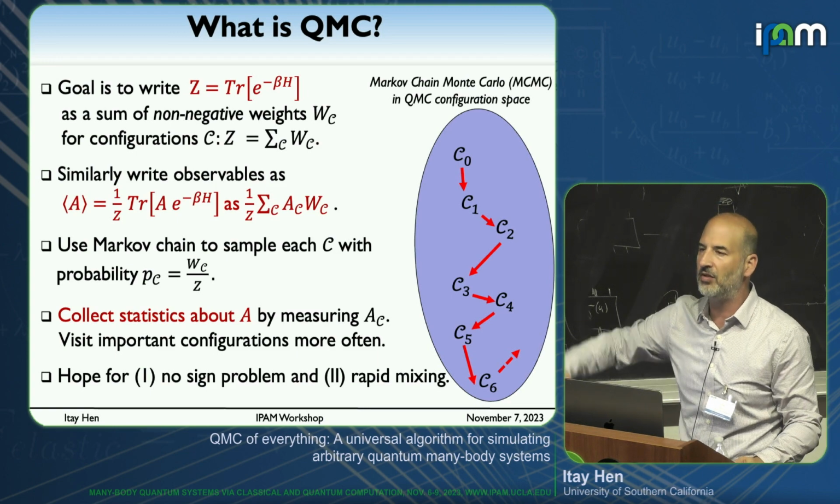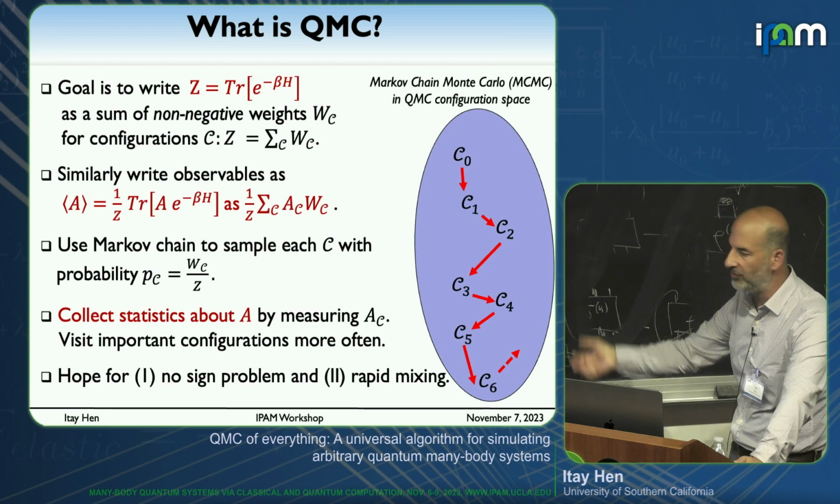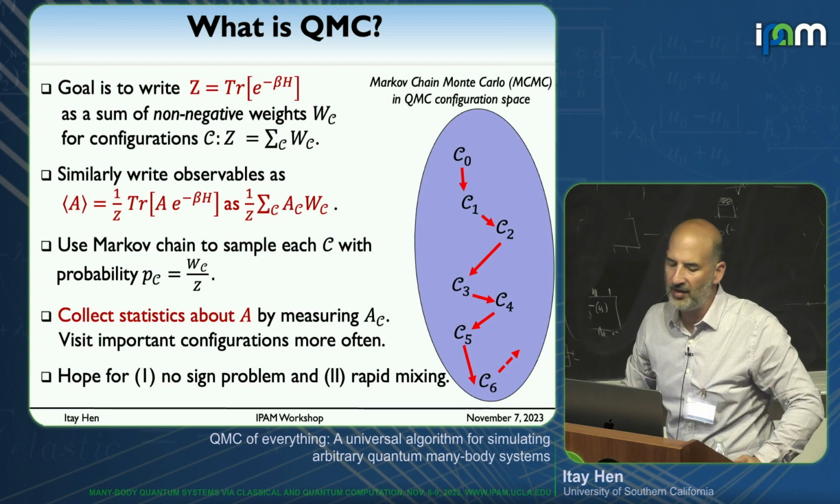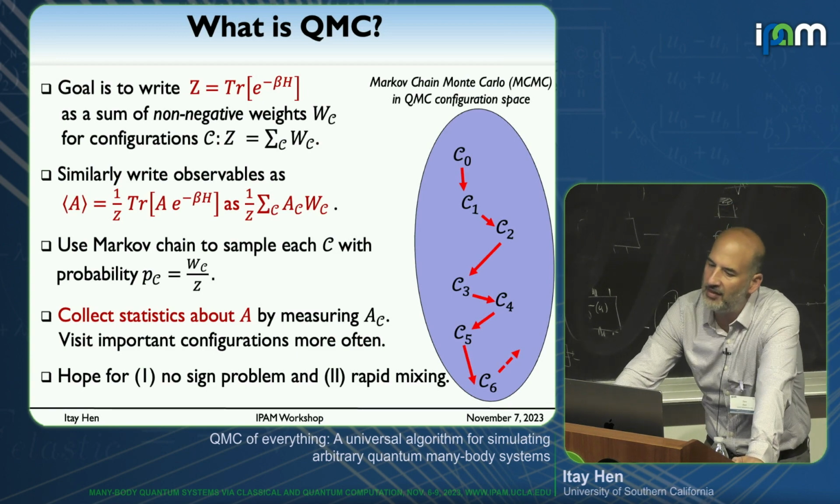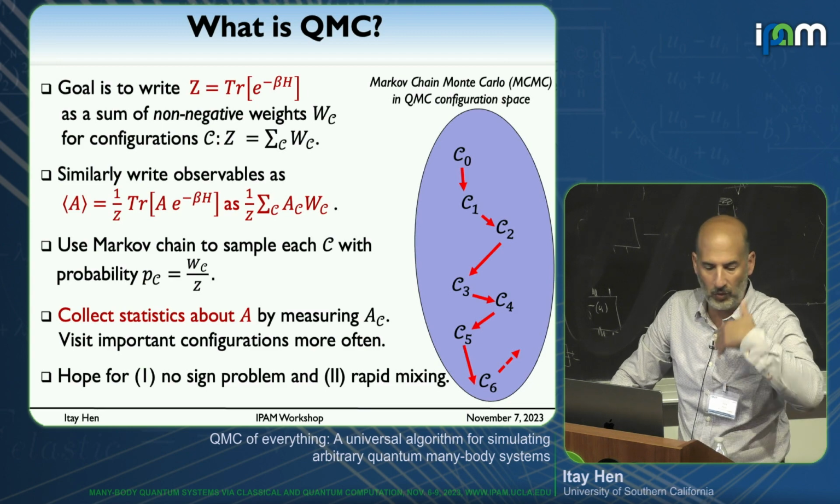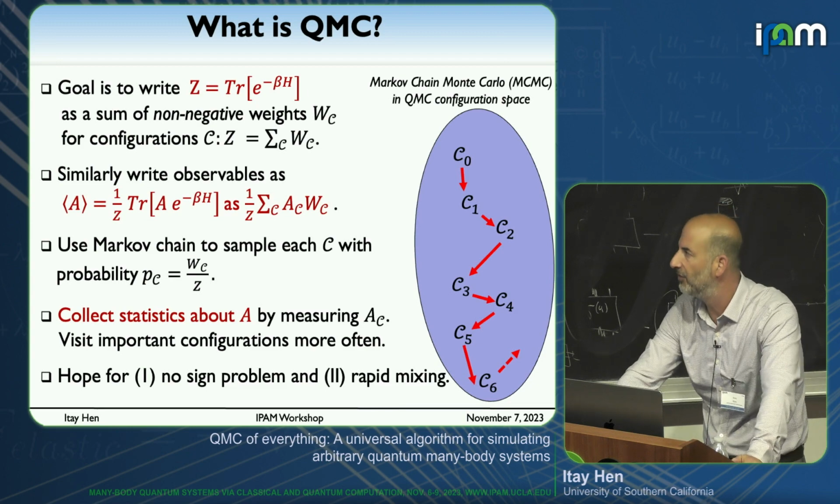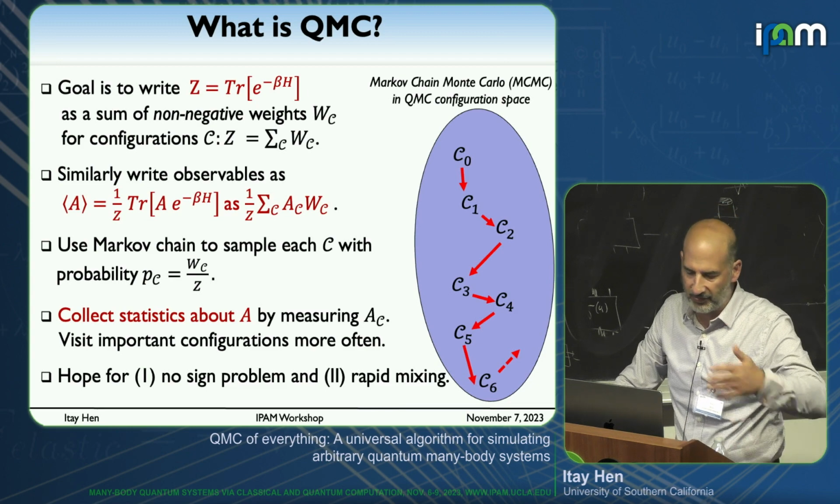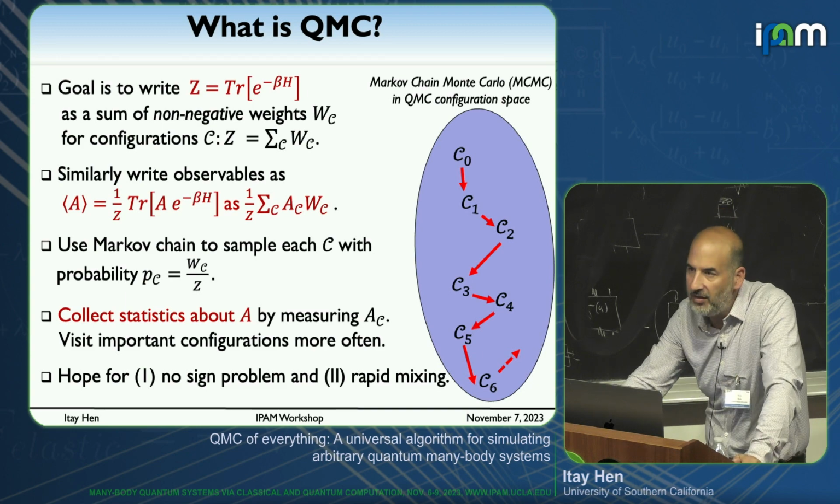So we say that we sum over configurations where each configuration has its own weight. Then if we can do that, then similarly, we want to study a property of the physical system. So we have this observable A.